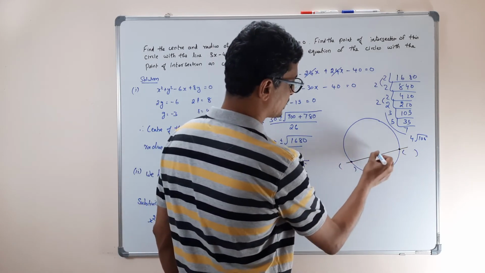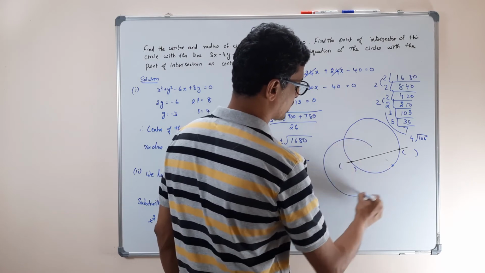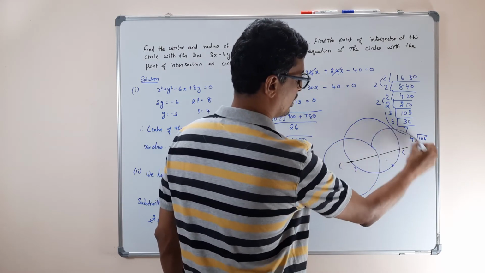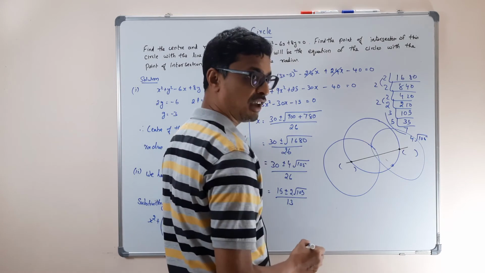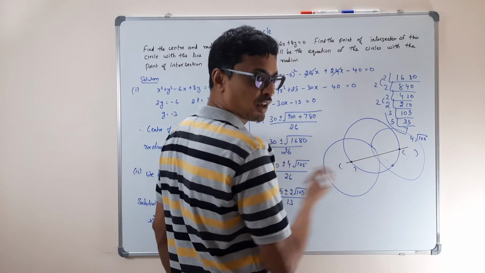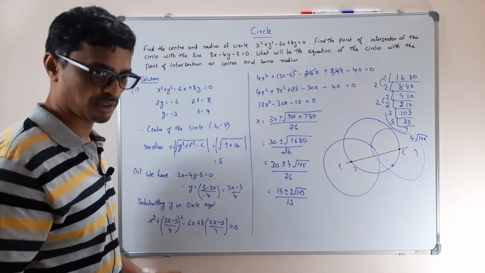And what they are asking is, keep this as a center and with the same radius draw another circle. You know the circle center formula. Use it and write down the equation.